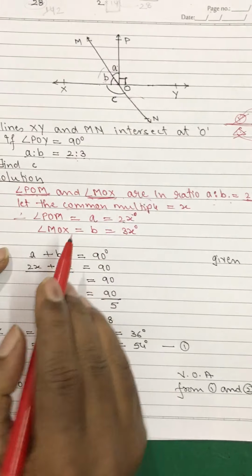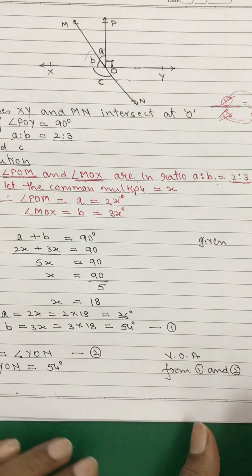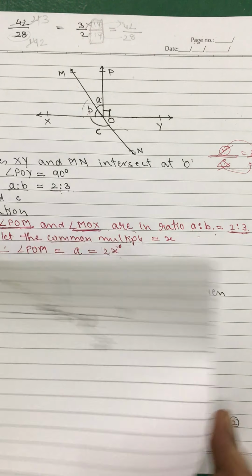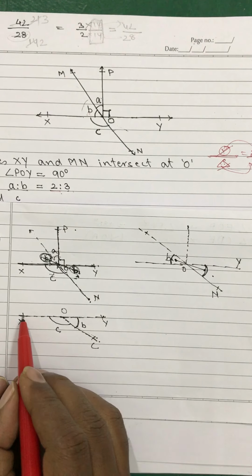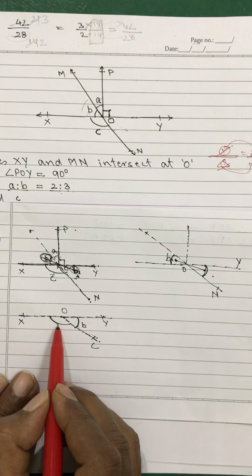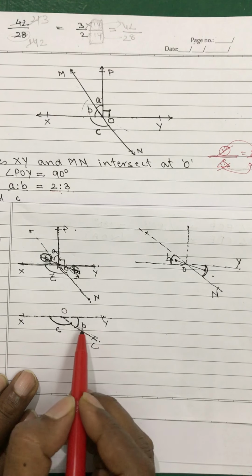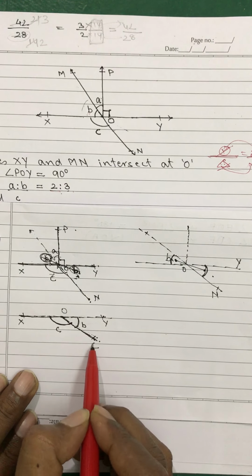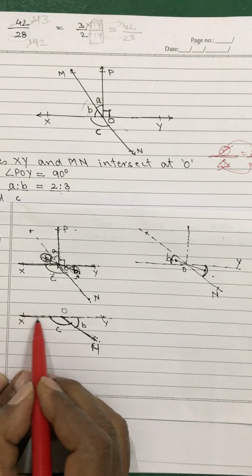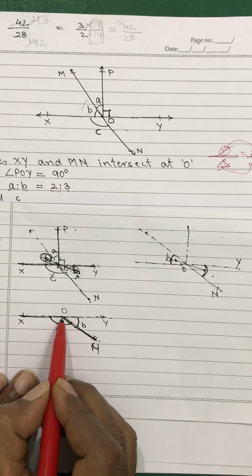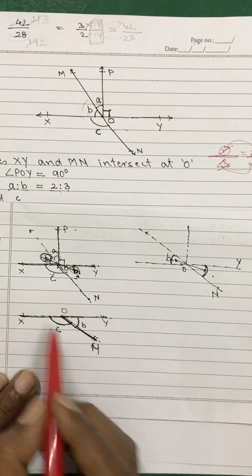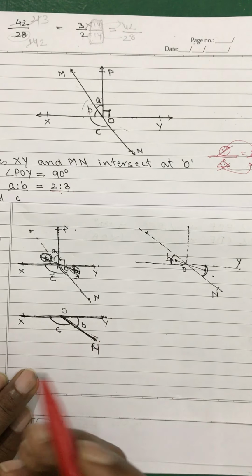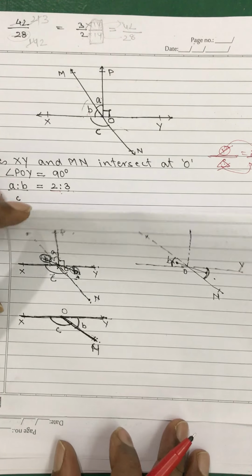So now you have come over here. Now the next part. What is the next part now? The next part is the down part. This XOB, which is C, plus XON. Yes, XON plus NOY. Try to understand. XON plus NOY, straight line is formed, is equal to 180 degrees because angles in linear pair. That you are going to use now.